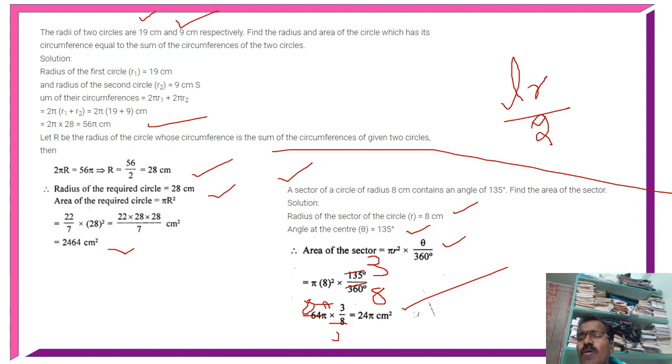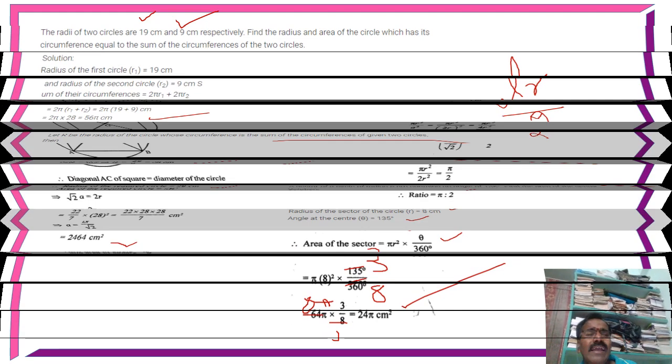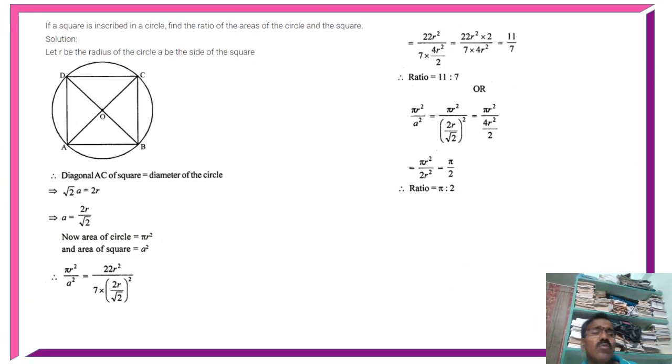Let us go with the next problem. Like this, many models are there, students. Here a square is inscribed in a circle. Find the ratio of the areas of the circle and the square.